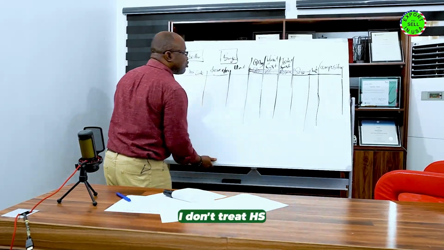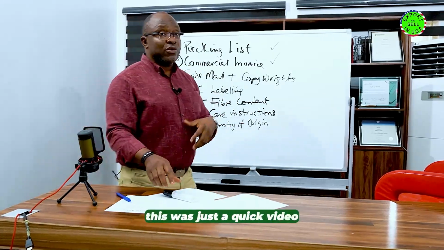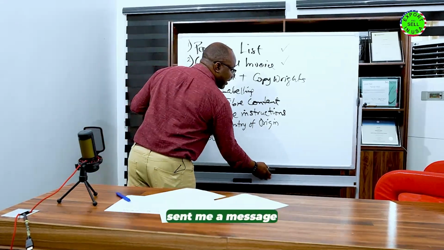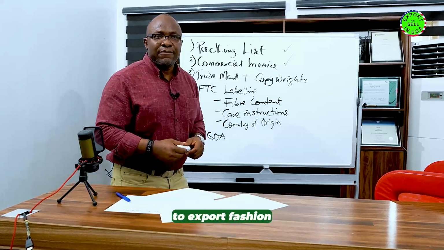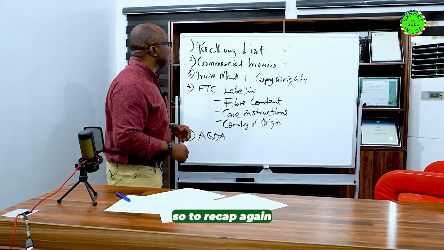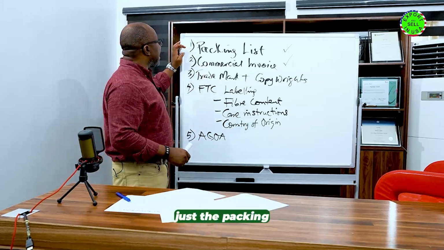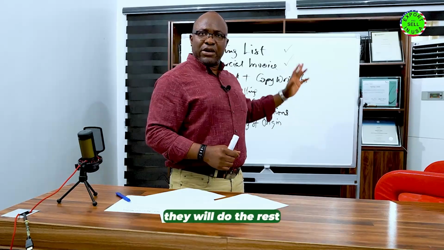I don't treat HS code and packing list in depth in this training. This was just a quick video I decided to shoot because somebody was confused, sent me a message and was complaining of what are the things that I need to export fashion items to the USA. So to recap again, for most of you, you're going to need just the packing list and the commercial invoice. Take it to your shipping company and you are good. They will do the rest.